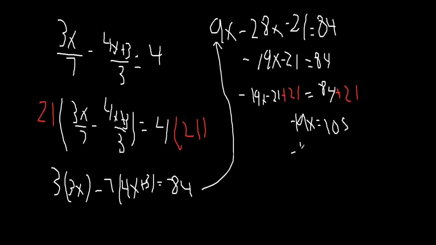And x equals, we're dividing by negative 19 on both sides. So we're dividing by negative 19 here, and we'll also divide by negative 19 here. So x equals negative 105 divided by 19.